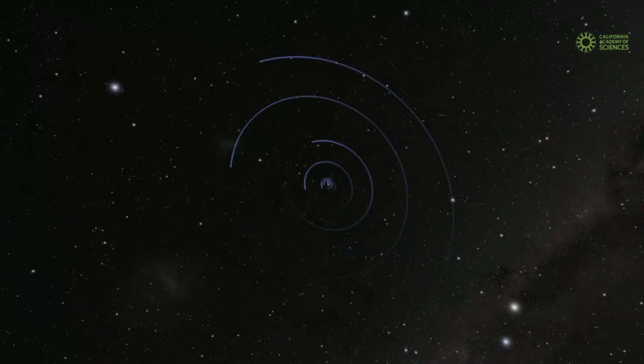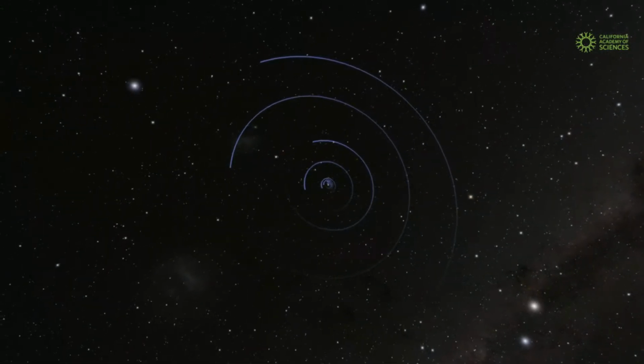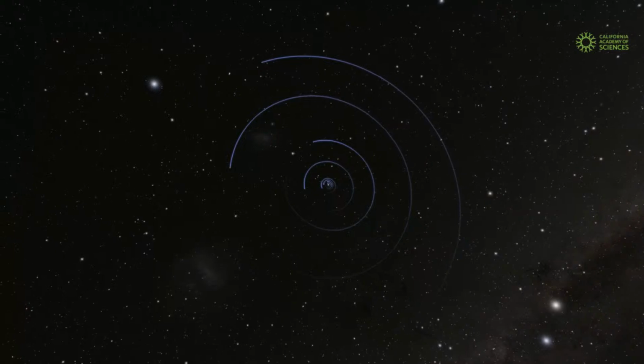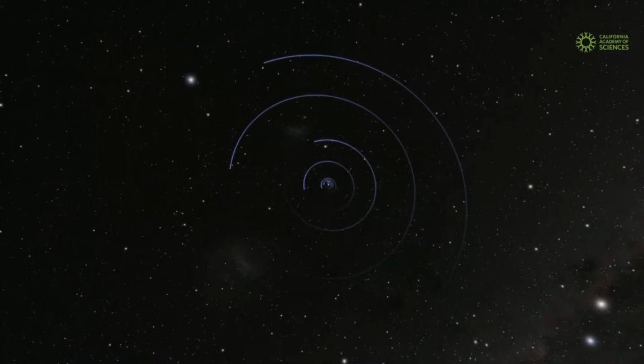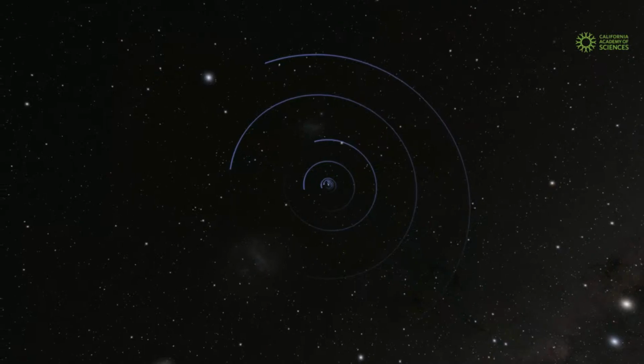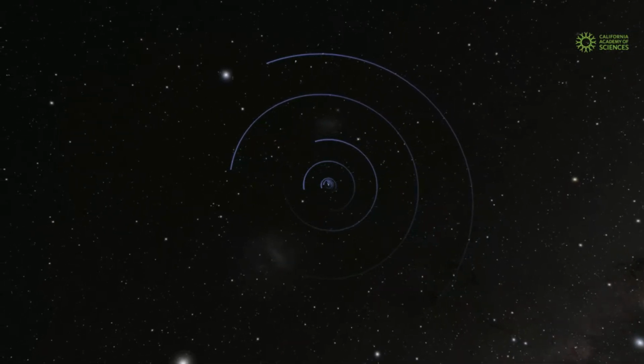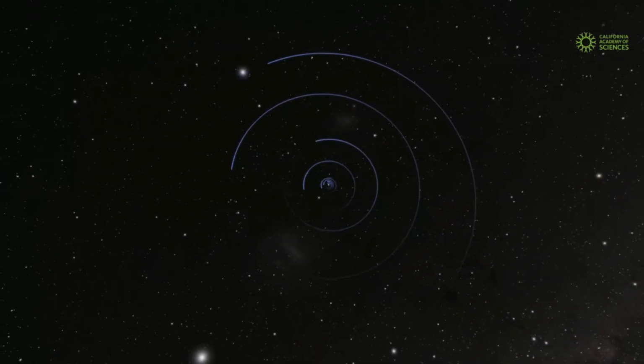Instead of being rocky and Earth-like, they are more like Jupiter, which are large sort of balls of gas and other stuff, but less dense, but more massive and larger than the terrestrial planets close to the sun.